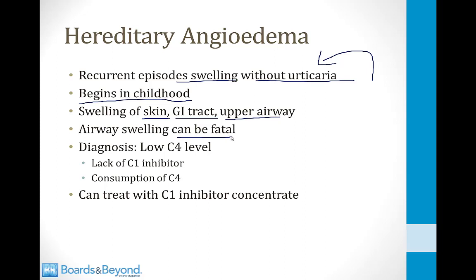You can diagnose hereditary angioedema by identifying a low C4 level in the plasma. Because there's a lack of C1 inhibitor, you will get consumption of C4. C1 is always active in these patients, so they have low C4 levels. And you can treat this by giving these patients a C1 inhibitor concentrate. Interestingly, epinephrine doesn't work very well, so when these patients come into emergency rooms, they're often treated for an allergic reaction, but that doesn't respond.